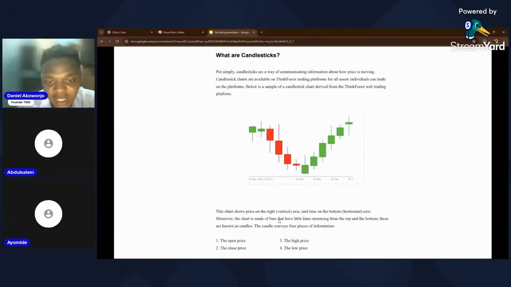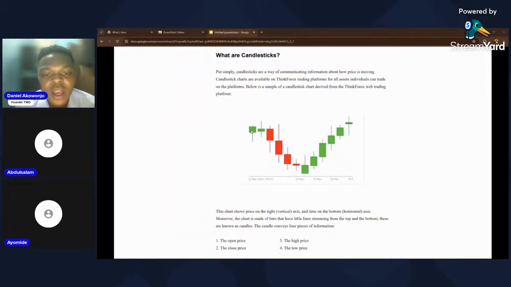Moreover, the chart is made of bars that have little lines streaming from the top and bottom. These are known as candles. Do you understand? We name them candles. Now the candles convey four pieces of information. The very first piece of information it contains is the opening price, then the high price, the low price, and the close price.